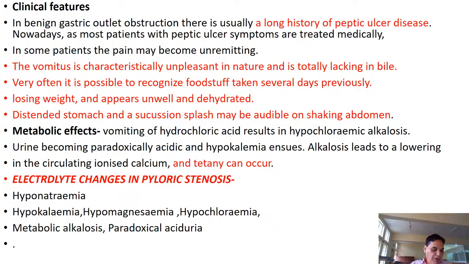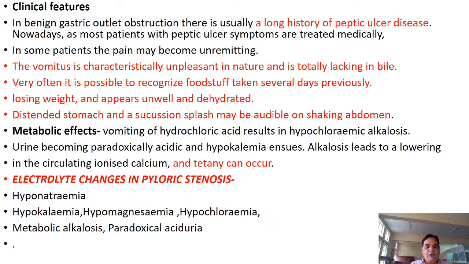Long history of peptic ulcer disease. Most patients of peptic ulcer are treated symptomatically or medically. That gives a long history. In some patients, pain may be unremitting, unreliable, severe pain.